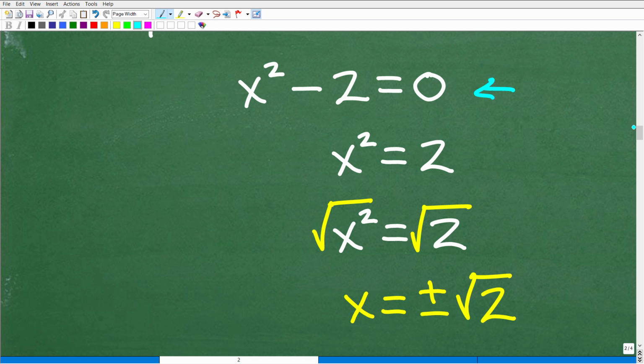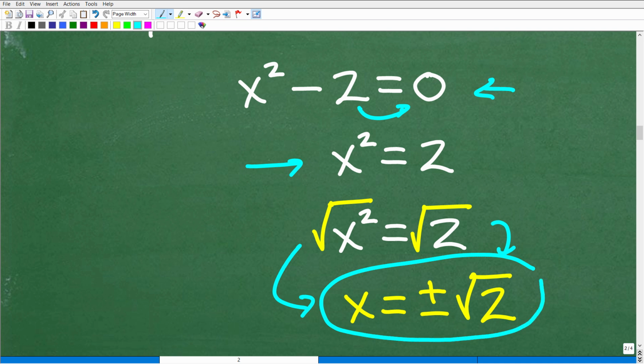In this case, this is very easy, because all we need to do is bring that 2 over to the other side, and we have x squared is equal to 2. To solve for x, all we have to do is take the square root of both sides. When we do that, the square root of x squared is x, and the square root of 2 is going to be both positive and negative square root of 2. And of course, these are our two solutions.